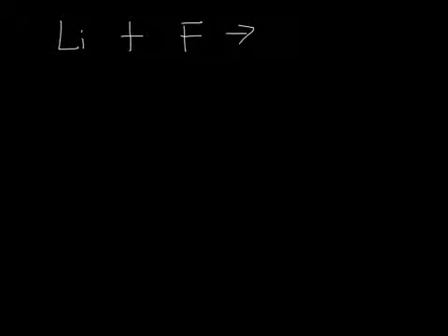How many valence electrons does it have? What column of the periodic table? 1. It's in the first column. It's in the first column, so it has 1 dot. What about fluorine? 7. 7. So I'm going to draw 7 dots.